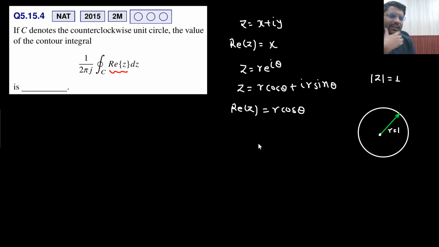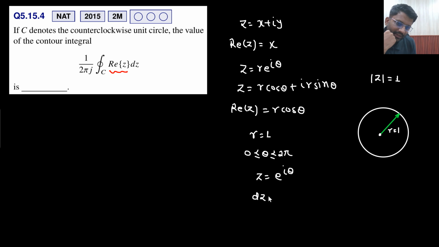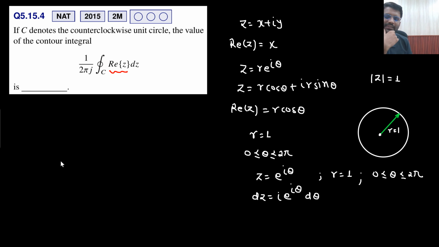And what will be the value of theta? r will be always 1 and theta will be moving from 0 to 2 pi. Okay. So what is the value of z? z is e to the power iota theta. What will be your dz? dz would be e to the power iota theta, iota d theta. This will be your dz. Value of r is 1 and value of theta is going from 0 to 2 pi. Okay. So let's get started.